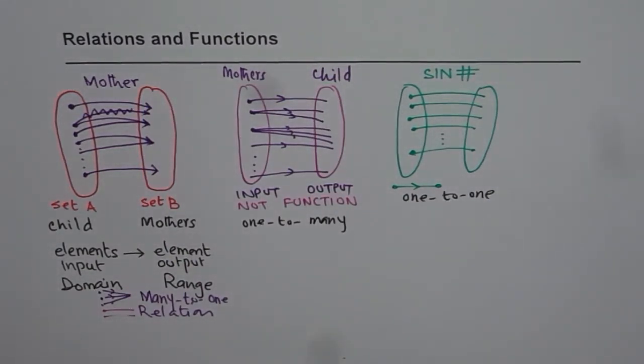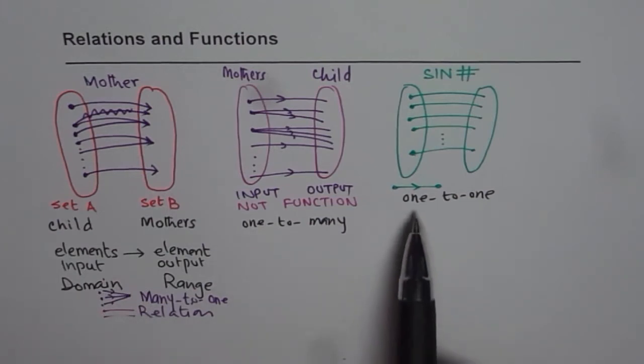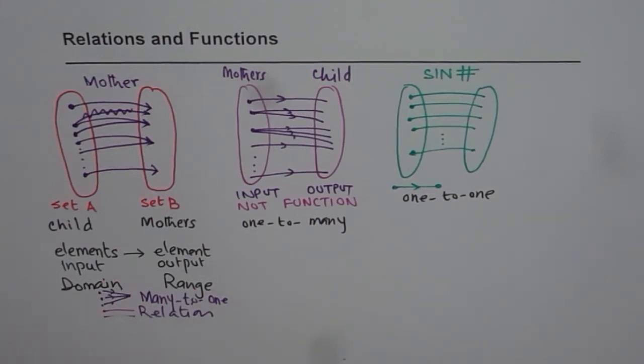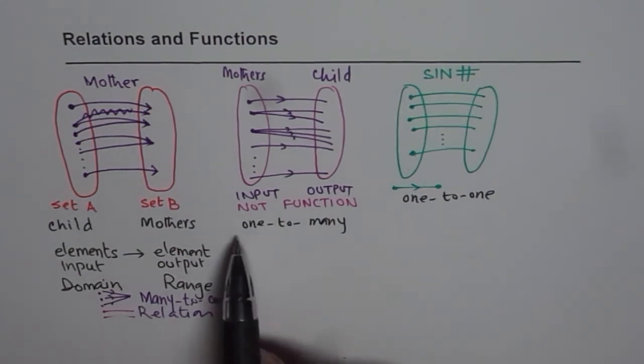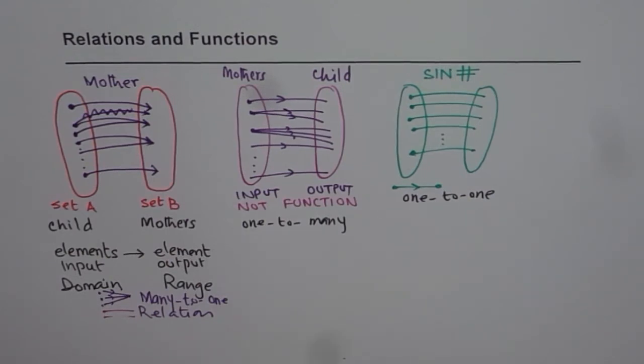So that, in short, gives us an idea about which relations could be functions. Important thing to note here is that functions are relations, but all relations are not functions. The relations which are many-to-one or one-to-one, where each element in the input is associated uniquely with just one element in the output, will be a function. Others won't be a function, right? So one-to-many will not be a function.